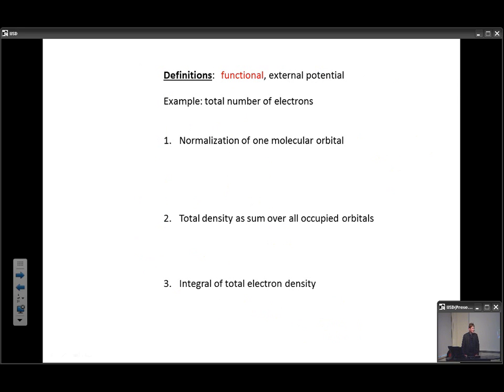What is a functional? Just give me some sign if you know or you do not know what it is. Okay. Can you switch on the microphone? A functional is an operator that acts on a function, right? Okay.